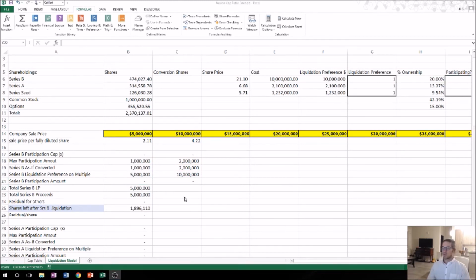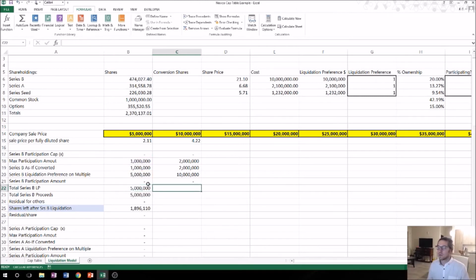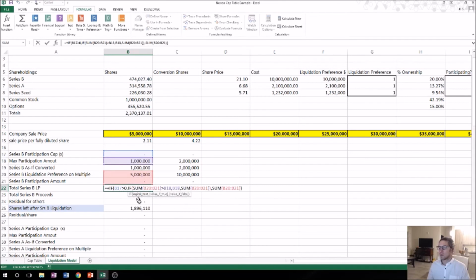So next we have to do the total Series B liquidation preference, and the total Series B liquidation preference is just the sum of the liquidation preference on multiple plus the Series B participation amount. We have to add a little logic in to account for several different scenarios. So we can do that here, and we can walk through it.